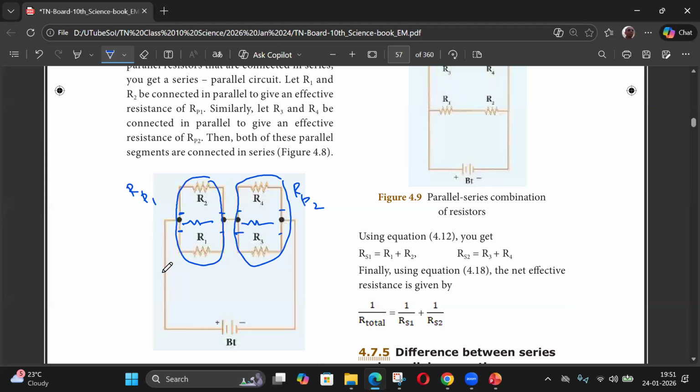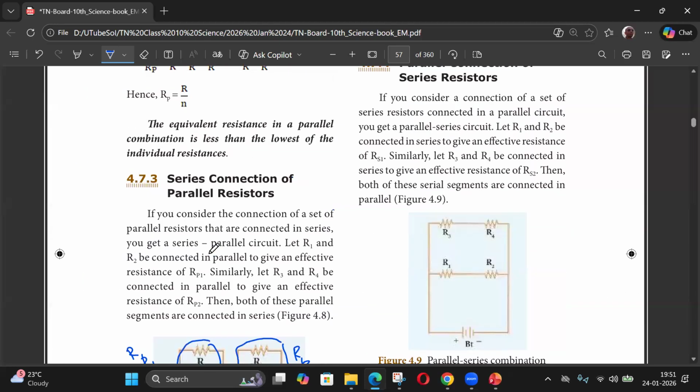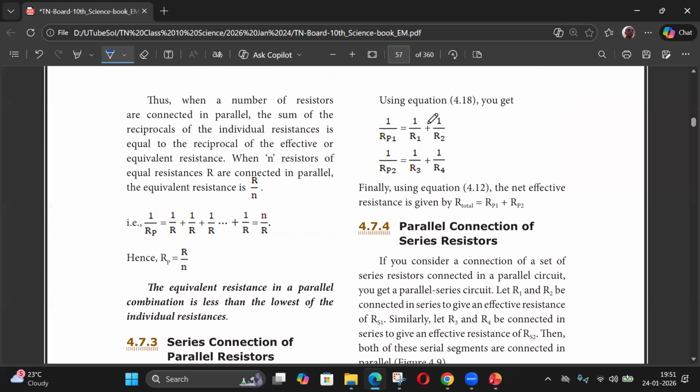Then these two are in series. So the effective resistance between these two, if I call it RS, will be equal to RP1 plus RP2. RP1 is 1 by R1 plus 1 by R2, RP2 is this one, and then R total. In parallel, reciprocals will add. In series, resistances will add.